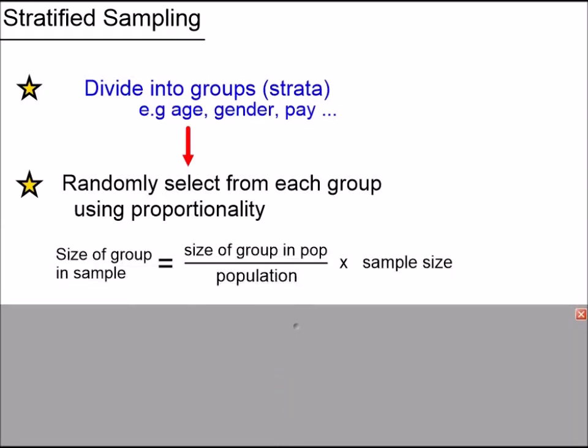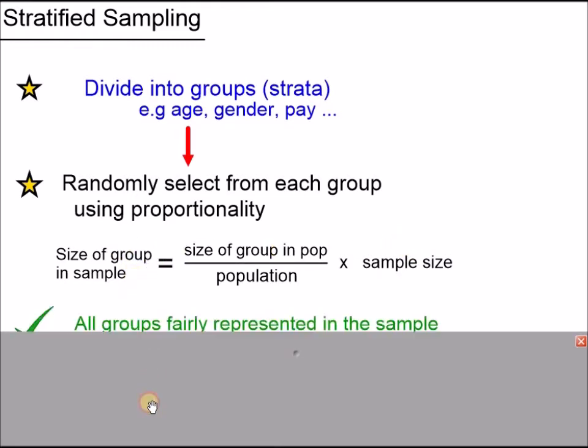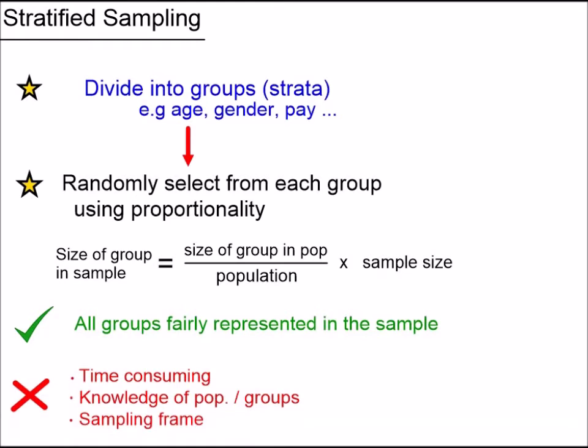You have to memorize this formula. So the size of the group in the population divided by the population size, so that's a proportion right there, times the sample size will give you the size of the group in the sample, and some advantages and disadvantages.